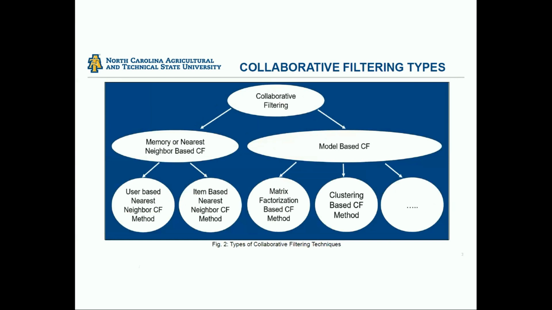Continuing with collaborative filtering, it could be further divided into memory-based and model-based recommendation systems. Memory-based is simply user-based and item-based. In this one, mainly the similarity between the users and items will be seen. And the model-based recommendation system uses the techniques of matrix factorization, like SVD and non-negative matrix factorization, and clustering-based methods, and many models are being developed regularly.